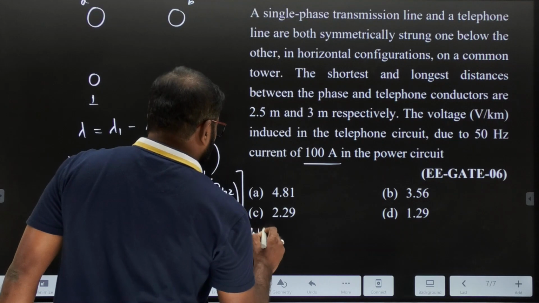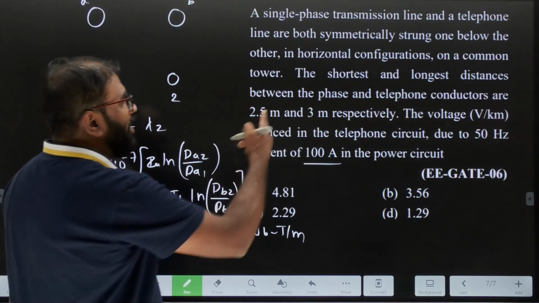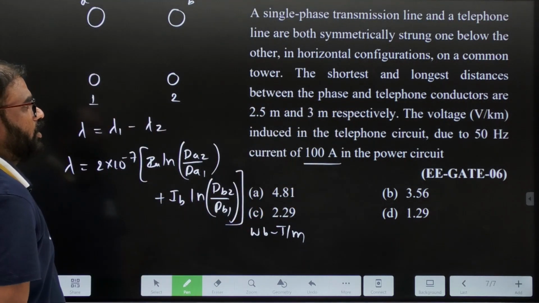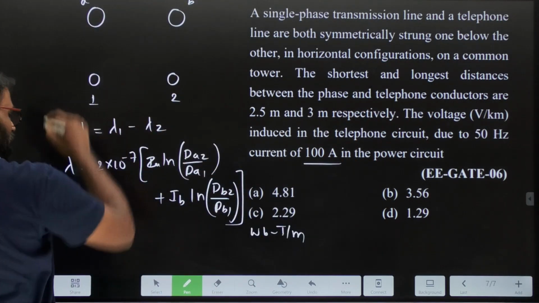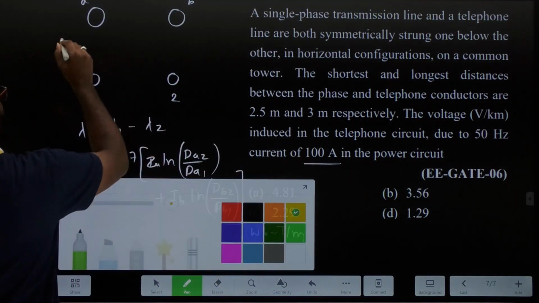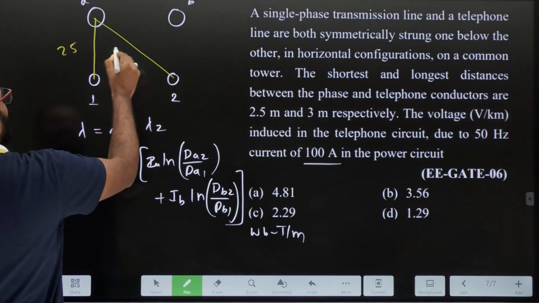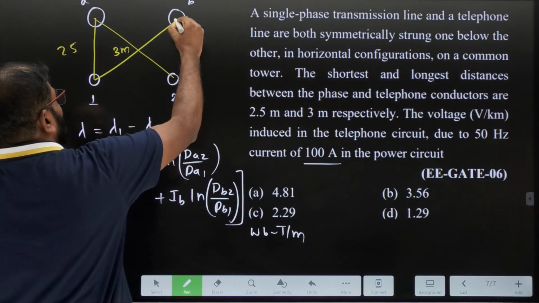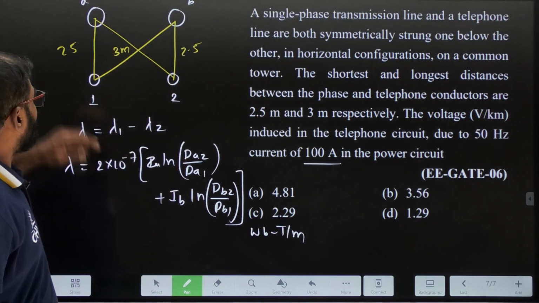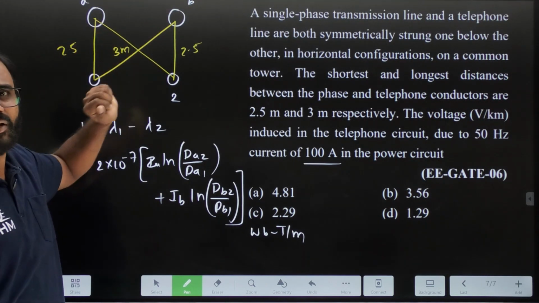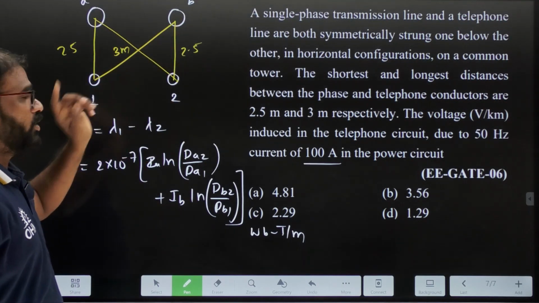But this formula, by default, gives Weber turns per meter. Okay, clear? He has clearly mentioned that the shortest and longest distances between the phase and telephone conductors are 2.5 meters and 3 meters. This distance is the shortest distance, and this is the longest distance. This is 2.5 and this is 3 meters. Similarly, this is 3 meters, and this is 2.5 meters. So from this, what you can understand is dA1 and dB2 are 2.5 meters, dA2 is 3 meters, and dB1 also 3 meters.